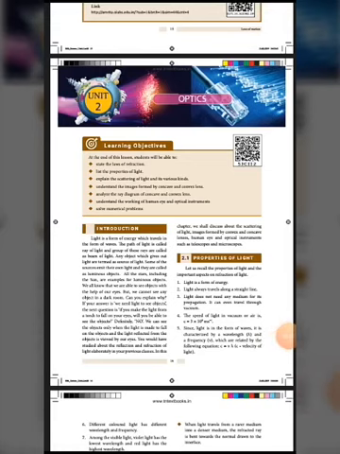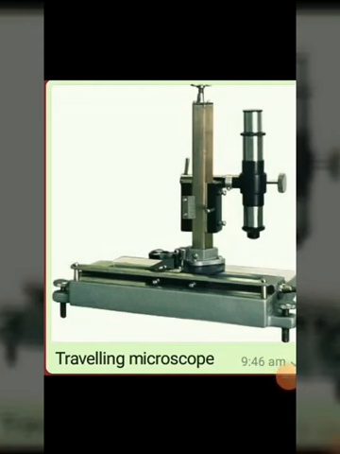Today, I am going to continue the same lesson, Unit 2, Optics. Let's move to the topic, travelling microscope. This is the travelling microscope. It is one of the best instrument to measure very small length of the object in the order of 0.01 millimeter. 0.01 millimeter is the very smallest length.